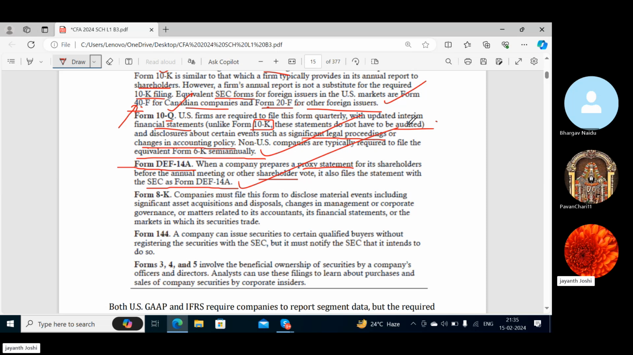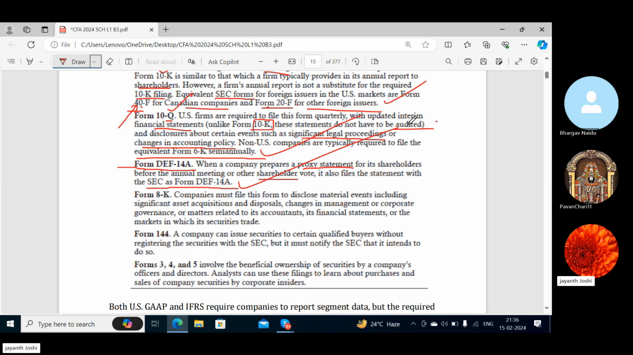So when a company prepares a proxy statement for its shareholders before the annual meeting or other shareholder vote, it also files a statement with the SEC as Form DEF 14A. Okay. So what they are saying is the proxy statement is prepared before the annual meeting or any of the shareholder votes. Fine. Along with this, they are going to file the statement regarding all these details with Form DEF 14A.